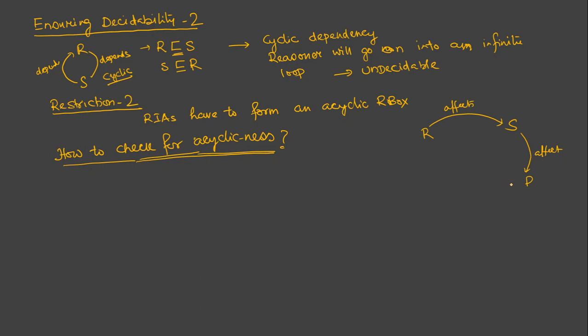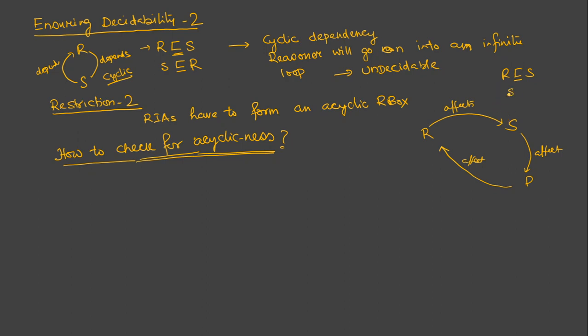Now at the end P might affect R. So in that case you have a cycle, right? So whenever you have something like R implies S, or R is a sub-property of S, that means we can say that R directly affects S.